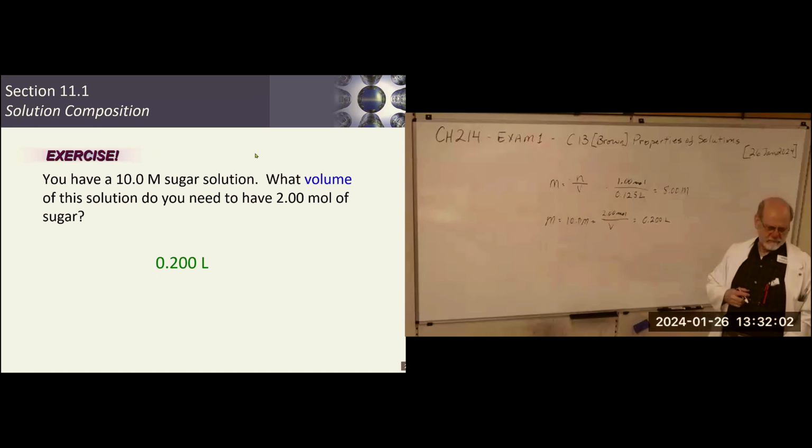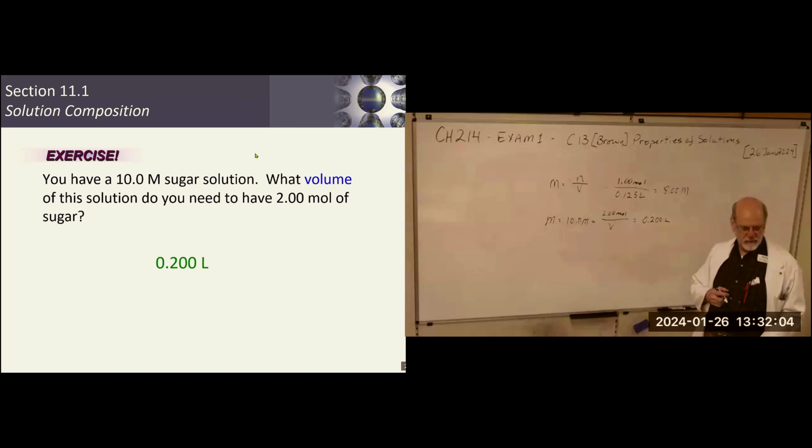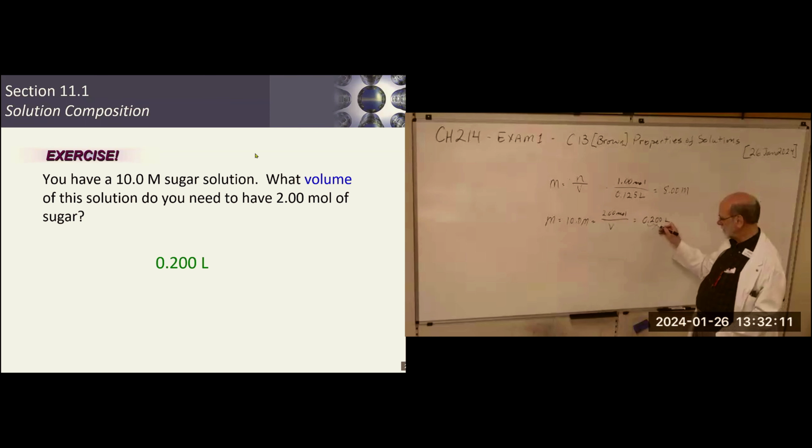Now, most measuring devices in the lab are measured in milliliters. So how many milliliters would that be? 200 milliliters.